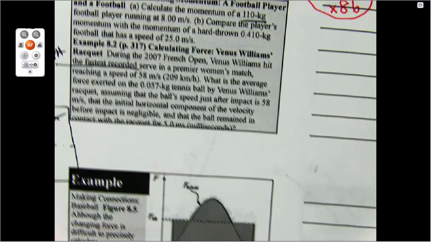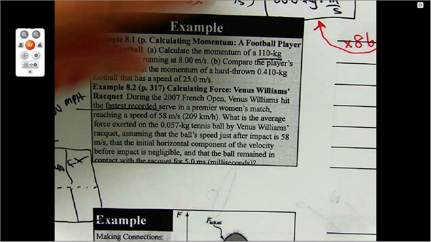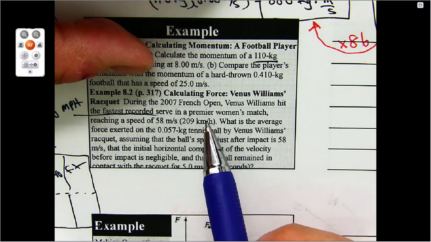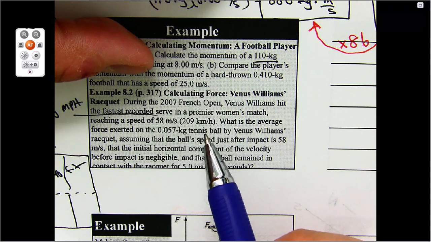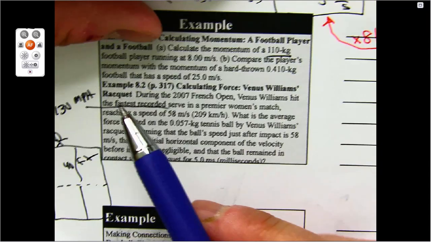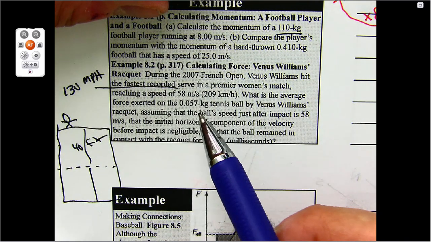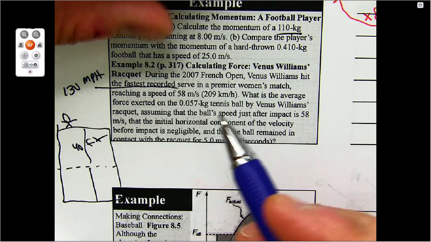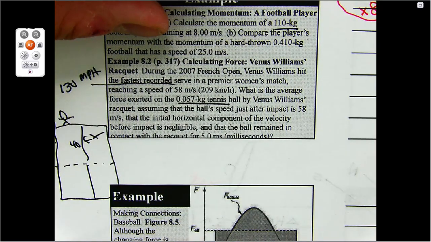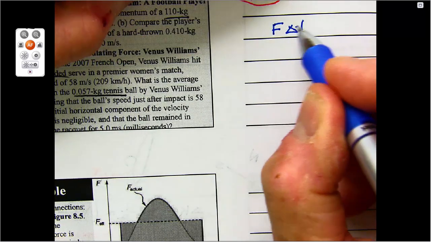We left off up here. We did this problem. We got 4 minutes is all. Let's do this Venus Williams one, though. What do we got here? French Open serve, that's 130 miles an hour. What is the average force exerted on a tennis ball? So we're doing impulse momentum.